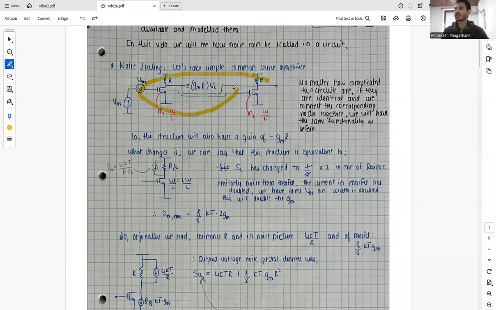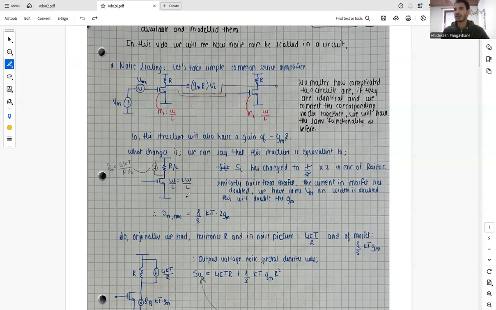Now the complete structure will also have the gain of minus gm times R, but what changes is that this structure is equivalent to this structure, where this R, which is in parallel, reduces to R by 2, and its noise can be represented like this. And basically what changes is the width by length ratio of the MOSFET, which gets doubled in this case.